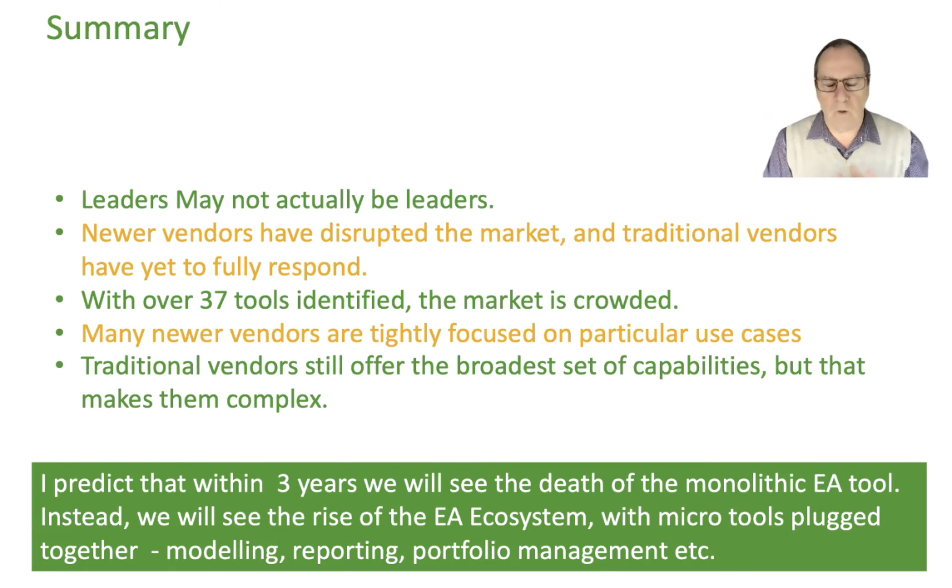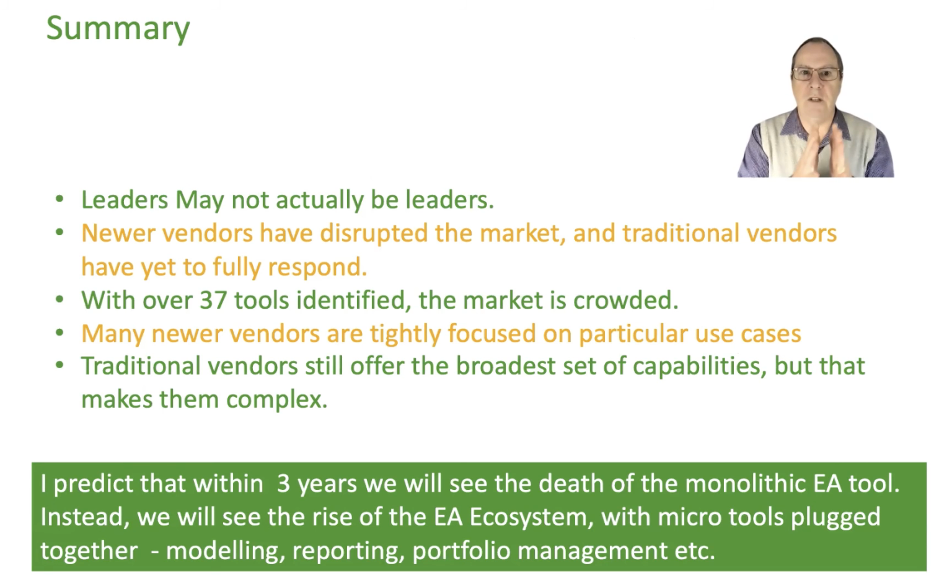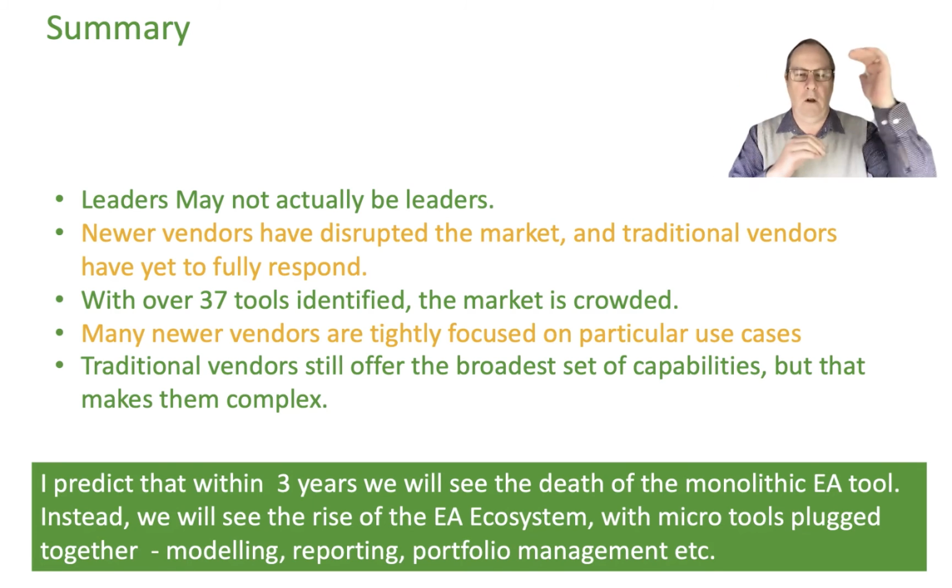So to summarize, when you're looking at EA tools, I suggest that the leaders in your magic quadrants may not actually be the leaders, because the criteria that analysts have frequently used is still skewed in favor of revenue size, for example, on execution and other things, and they're not really a reflection of what's happening more recently. So maybe something needs to change to a rolling 2-year revenue or rolling number of customers in the last 2 years, because you say you have 1,000 customers, but 800 have gone away. Only 200 are active. There's no doubt that the newer vendors have disrupted the market, and I believe that traditional vendors have yet to fully respond. As I mentioned, Software AG have started to do some interesting stuff and are responding. With over 37 tools identified, the market is crowded.